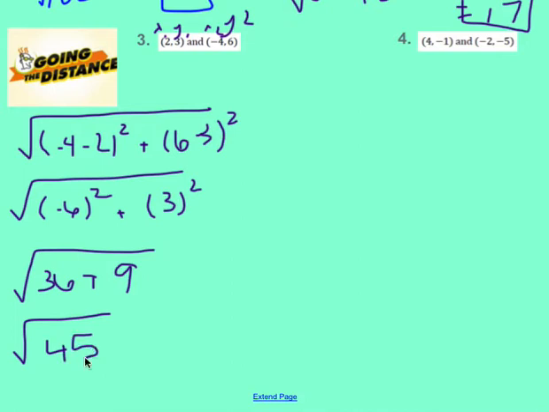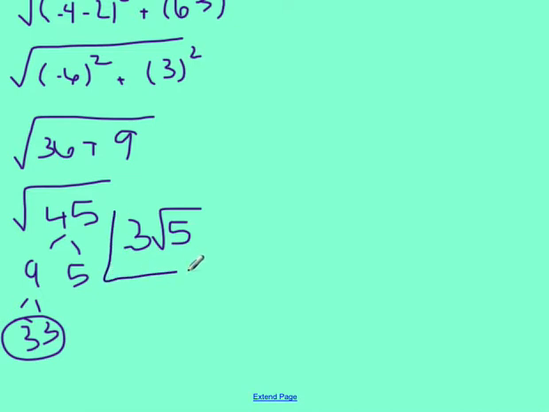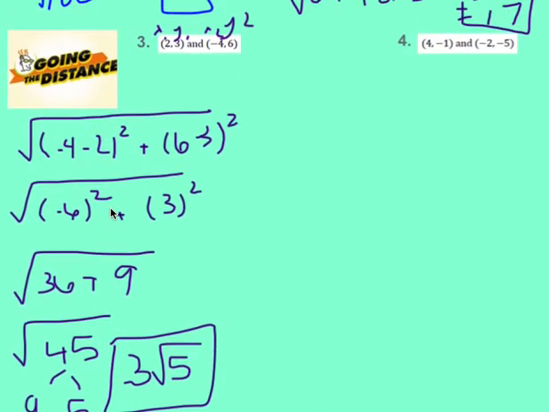So now we want to break that into our pairs. 45 divides into 9 and 5, and 9 we can break down to 3 and 3. So I can take out a pair of 3's, and left underneath the radical is 5. So 3 square root of 5 is our final answer for number 3.